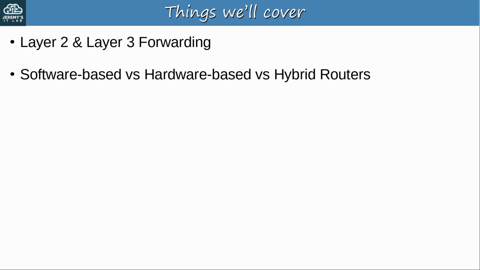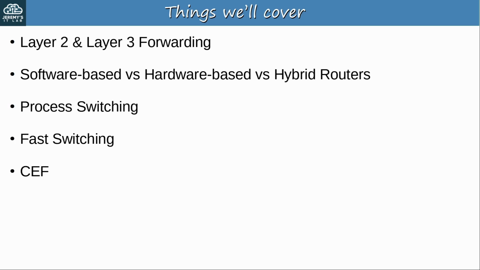Here's what we'll cover in this video. First, we will review Layer 2 and Layer 3 forwarding. We already covered these topics plenty in this course, so we will just quickly review the necessary information for this video. Then we will look at software-based, hardware-based, and hybrid routers. This refers to what components a router uses to make forwarding decisions. Then we will look at the three main packet forwarding methods used by Cisco routers: process switching, fast switching, and finally the main topic, CEF.